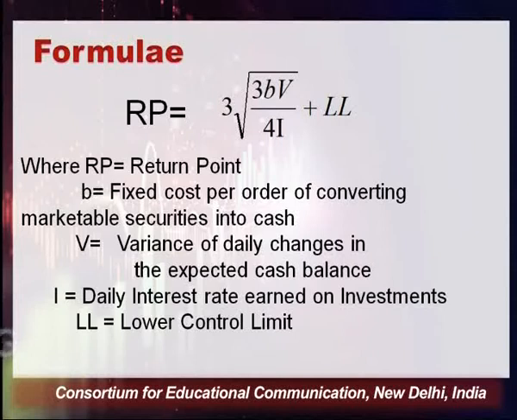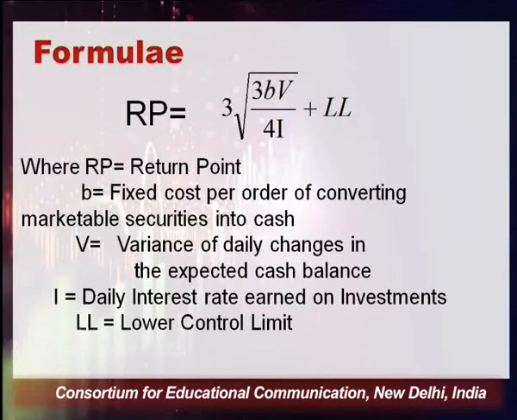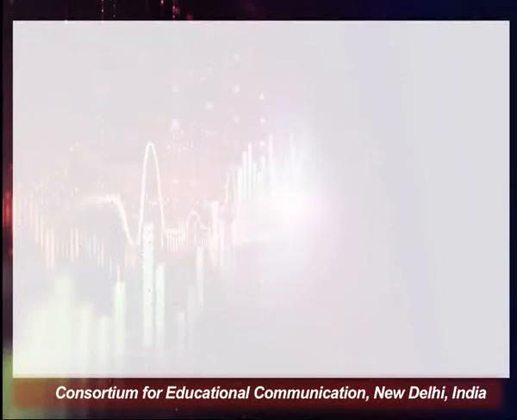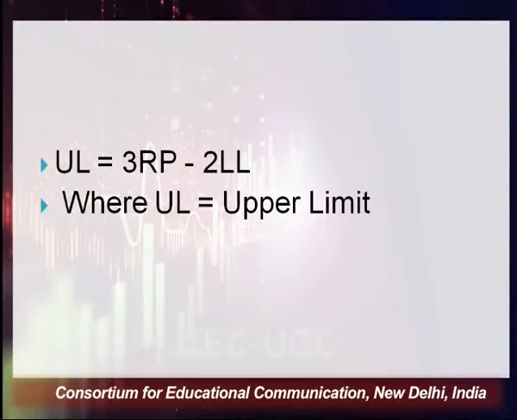My dear students, remember, V represents the variance of daily changes in the expected cash balance. So the expected cash balance for a day is given, and from that we have to find out the daily variances. I stands for the daily interest rate earned on investments, and LL is your lower control limit. So with this formula, cube root of 3BV divided by 4I, plus LL, we can calculate the return point, which is indicated by R in this Miller-Orr model.